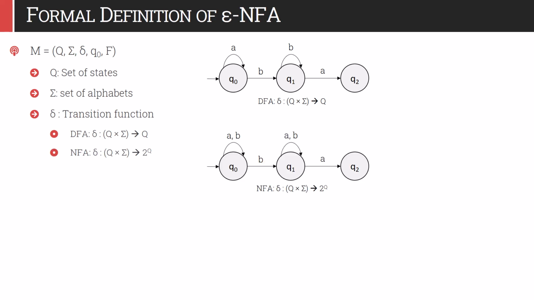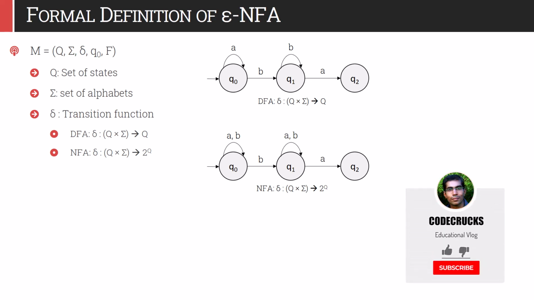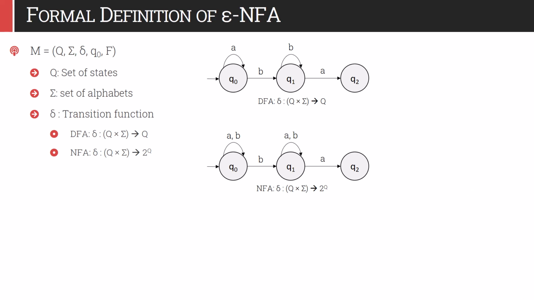So this is defined as Q cross sigma to Q. In case of NFA, the transition function is defined by Q cross sigma to 2 power Q. Because here the transition is non-deterministic, on any input we can move to multiple states at a time. And these multiple states could be anything. It could be no state, it could be any one state, it could be any 2 states, 3 states. So in fact, we can move to the power set of the given set of states Q. And that is why the transition function is defined by Q cross sigma to 2 power Q. 2 power Q is the power set of Q.